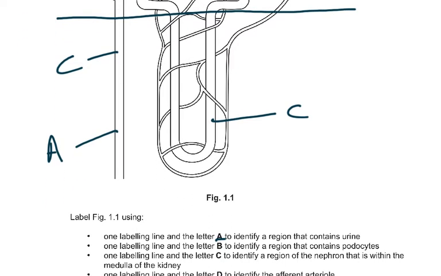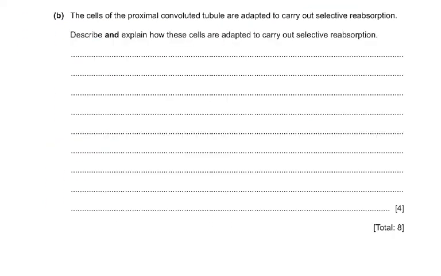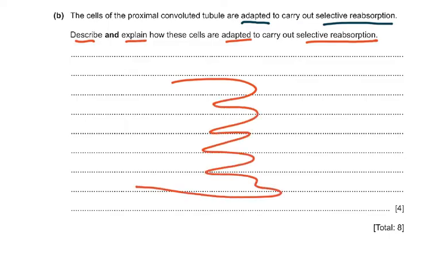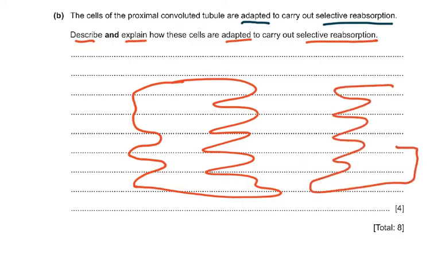Then coming on to the next part of the question. The B part of the question was a direct question, it's only for 4 marks. The cells of the proximal convoluted tubule are adapted to carry out selective reabsorption. Describe and explain how these cells are adapted to carry out selective reabsorption. Now you know they are something like this, and then you have the basal channels, and then you have another cell here, and the basal channels.